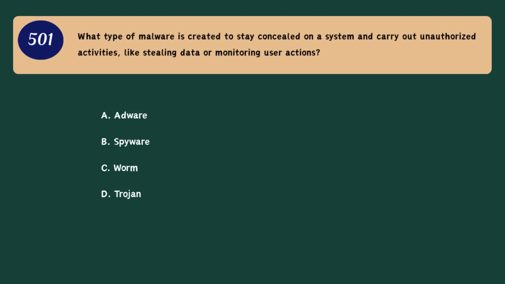Question 501. What type of malware is created to stay concealed on a system and carry out unauthorized activities, like stealing data or monitoring user actions? A. Adware. B. Spyware. C. Worm. D. Trojan.